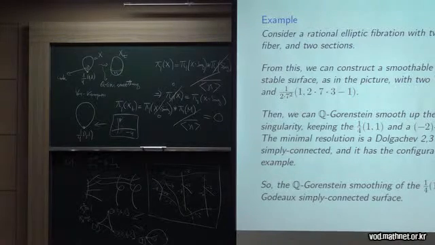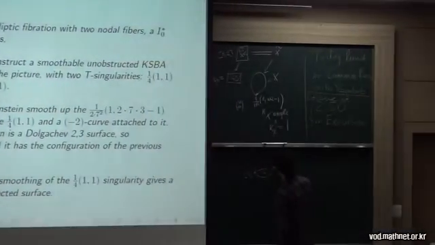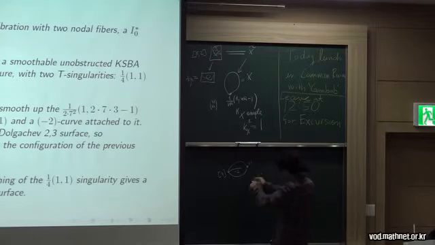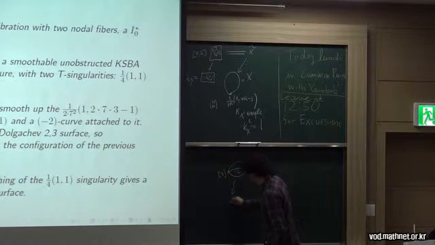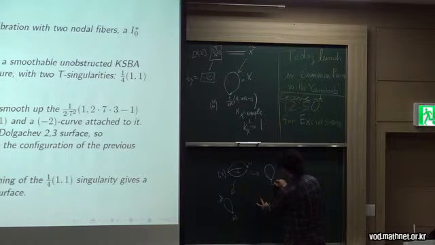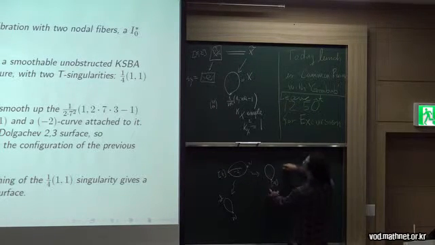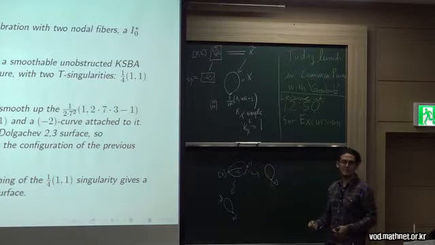So I will repeat the situation here. And this is the other one. And then what you do is to smooth one of the singularities. So you can smooth this one or this other one. If you do that, you can prove that the surface is rational again. And if you do the other one, you can prove that the minimal resolution is a Dolgachev 2-3 surface. And you can do it keeping the -2 curve. You can prove that you can keep that.